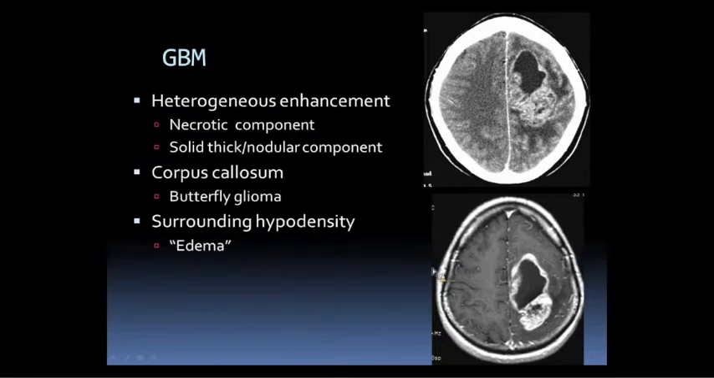So the surrounding hypodensity, which you see, sometimes people just say it's edema, but really in glioma it's a combination of non-enhancing tumor and edema. So in metastatic disease and abscess, you have frank vasogenic edema from leaky capillaries, but in gliomas in general, a lot of times you're looking at non-enhancing tumor and edema mixed together. So just something to keep in mind.